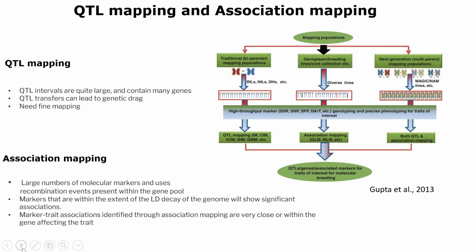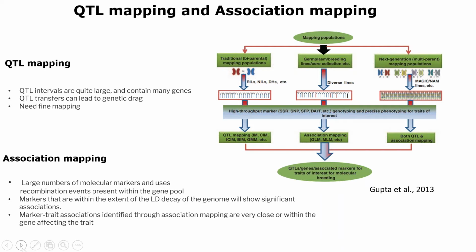And one of the limitations is the size of the QTL, as I mentioned. But in the case of association mapping, we don't need to create any mapping population. Rather, we can use the germplasm or breeding lines or the core collection. Here, we can capture the historic or ancient recombinant events already present in those lines.